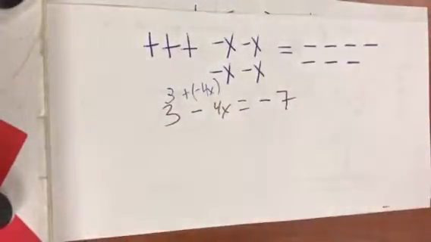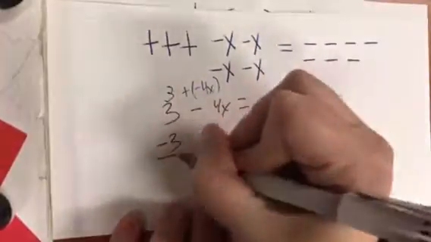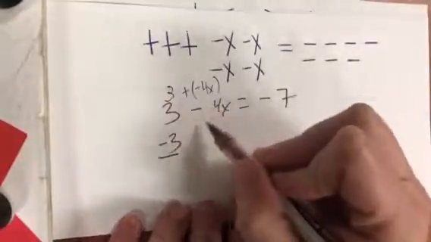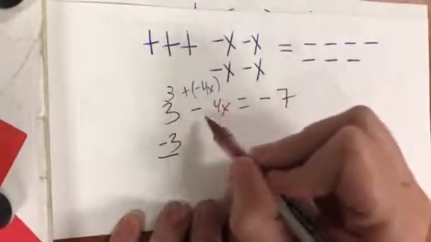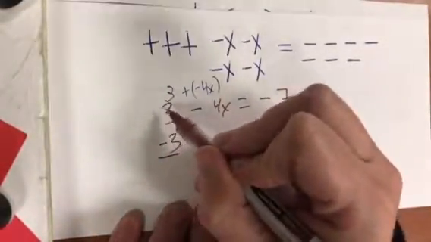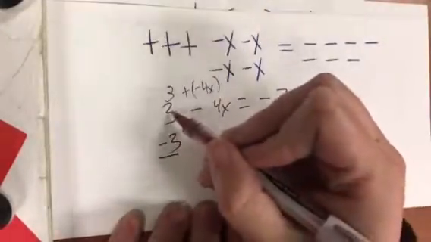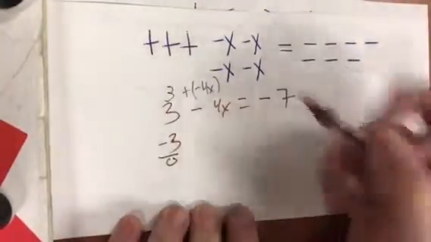Now, what's my constant? 3. Okay, so I'm going to subtract 3 because that is a positive. I'm not going off of this. No. That is not what I'm going off of. That is a positive 3. This belongs to the 4x. So that is 3 minus 3, which equals 0, which is what I'm looking for.